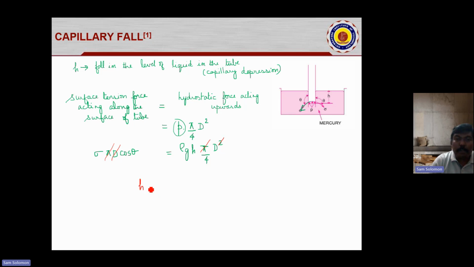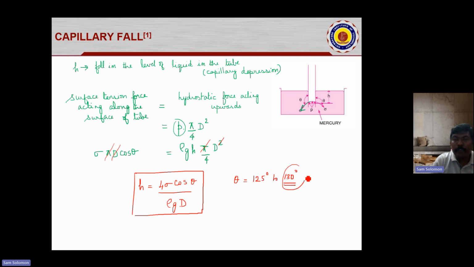And so what is left out is again 4 sigma cos theta divided by rho g d, the same expression that we get. The one thing you should understand here is that if the fluid is mercury, this theta is somewhere between 125 degrees to 130 or 135 degrees. It is usually 130 degrees. If the value of theta is not mentioned in the problem and they have mentioned that the fluid used is mercury, you can take it as 130. This is a common expression that you have.